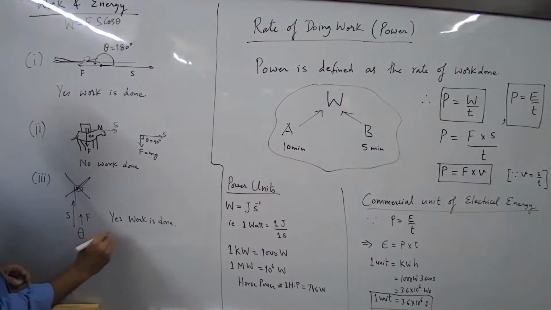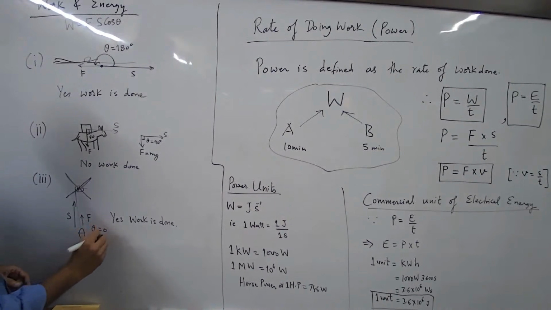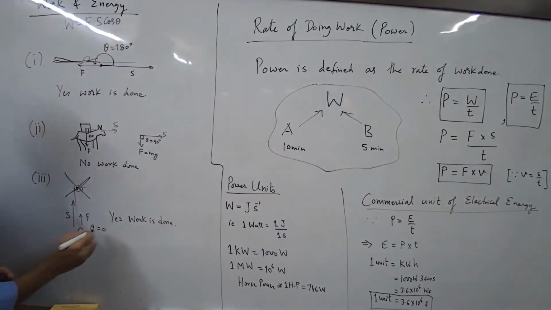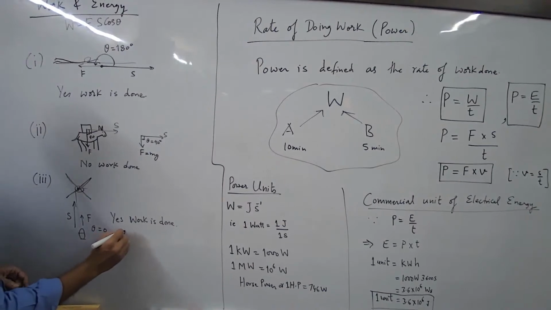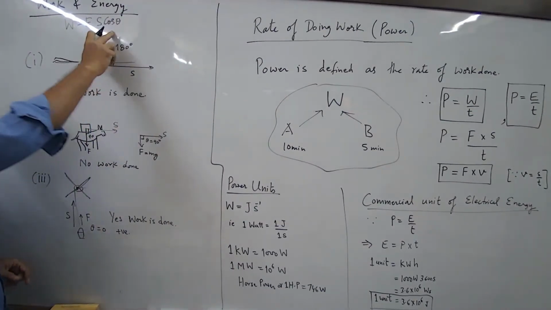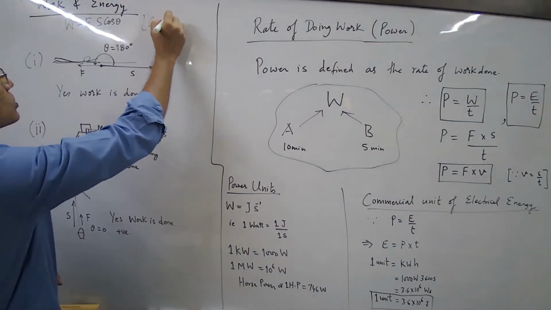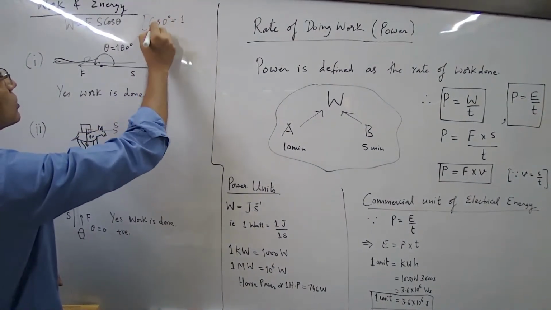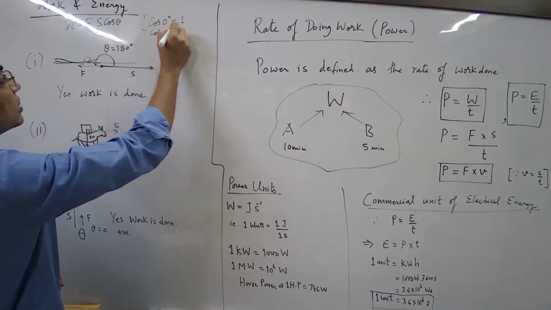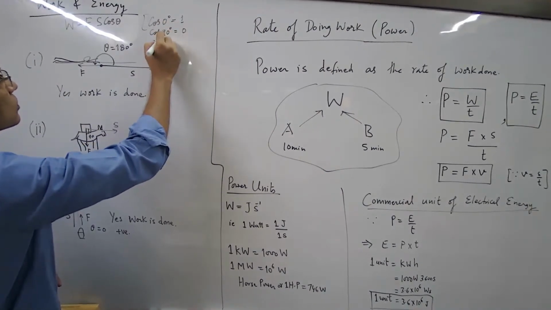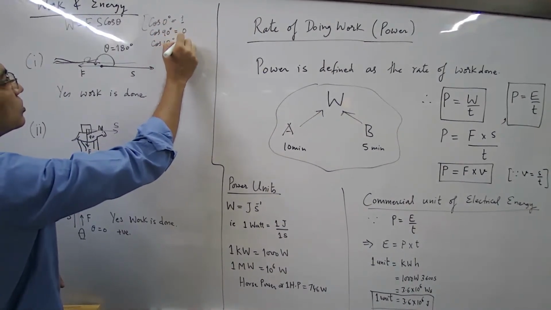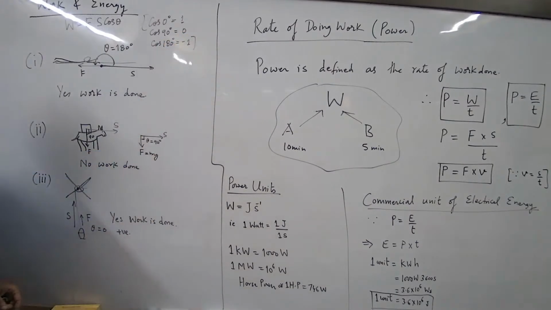And it is positive since theta is 0. Force and displacement are parallel. Positive. Cos 0 is 1. So cos 0 degree is equal to 1. Cos 90 degree is equal to 0. Cos 180 degree is equal to -1. Okay?